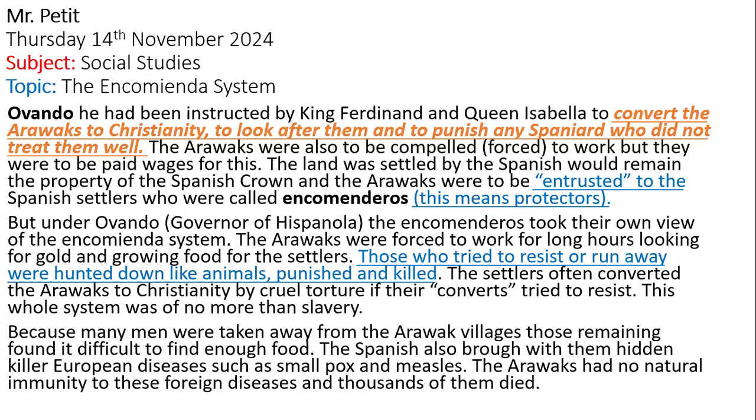So the Spanish were entrusted to look after our Arawaks, not to treat them in any harsh and cruel way. Treat them well. But the problem is they had their own version of the encomienda system. And that's the thing, when you give power to cruel people, it's insane what they do with it. And so that's what happened with them.